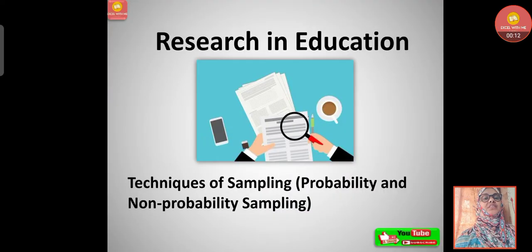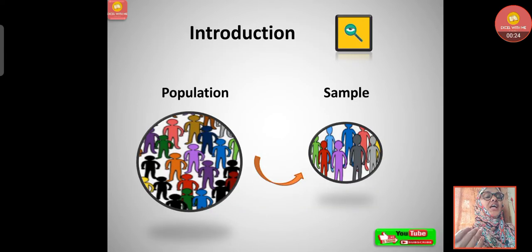Let's start today's class, that is research and education. Techniques of sampling, that is probability and non-probability sampling. In the previous class we have understood about the population or universe, and sample.